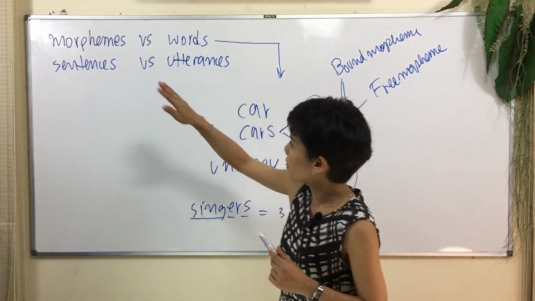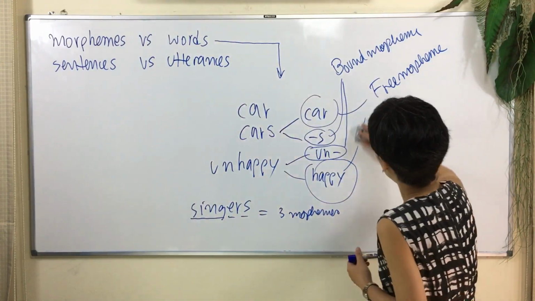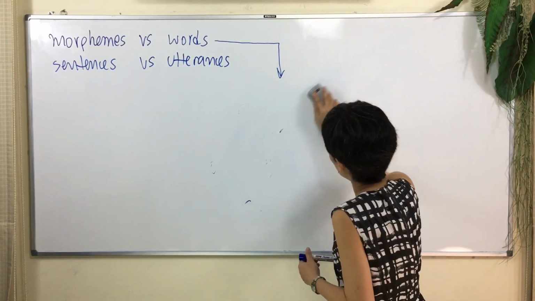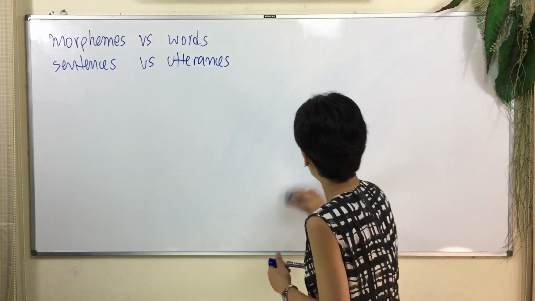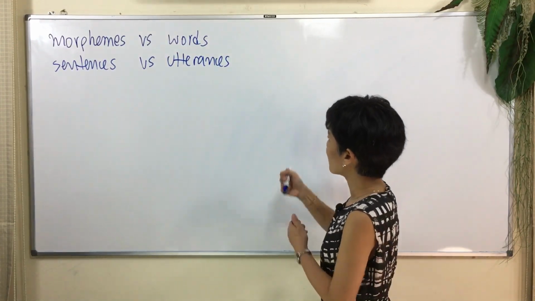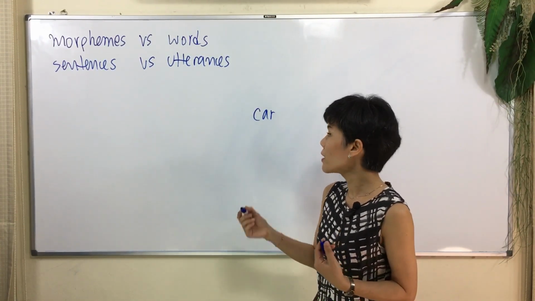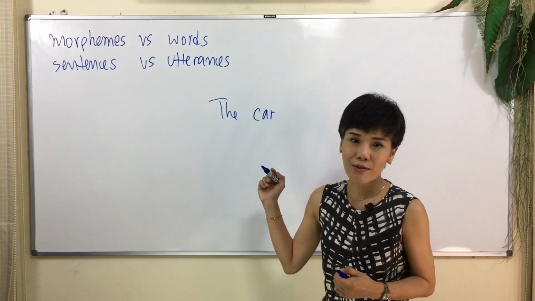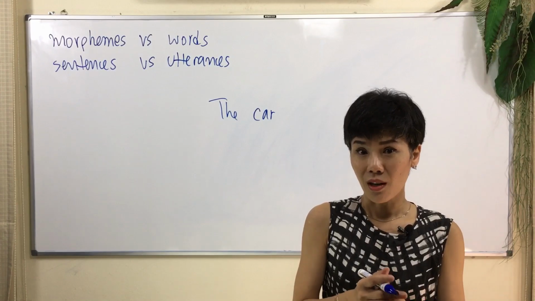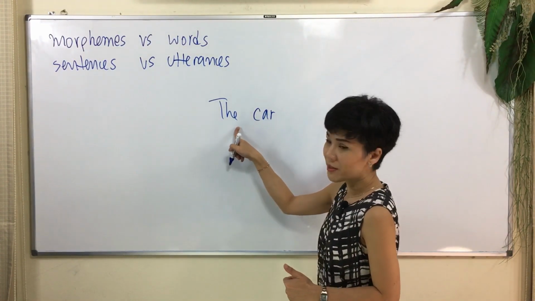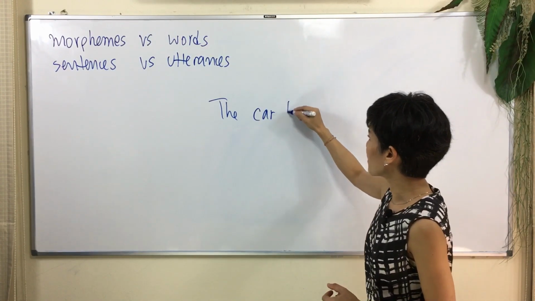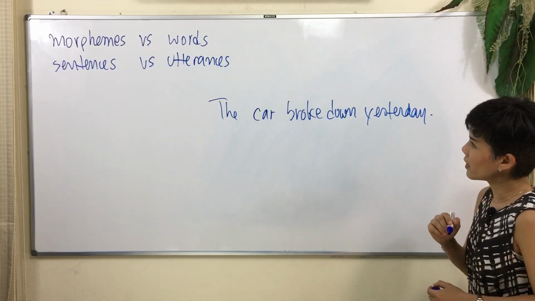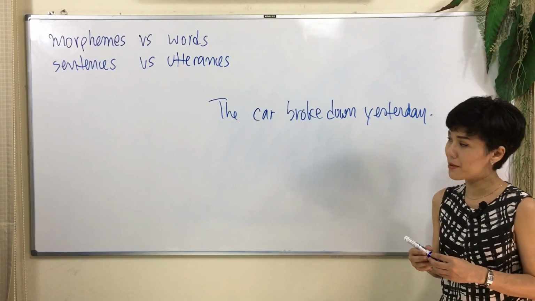Now I'm going to move to sentences and utterances. When words like car are combined together, for example, when it is combined with the determiner the, it becomes the car. This is a noun phrase, right? And phrases can be combined into clauses and sentences. So for example, the noun phrase, the car, can be combined with the verb phrase like broke down, and the modifier, yesterday. So here I got a sentence, the car broke down yesterday.